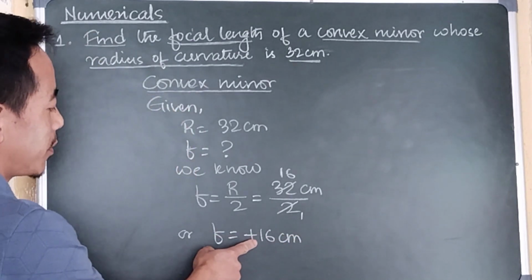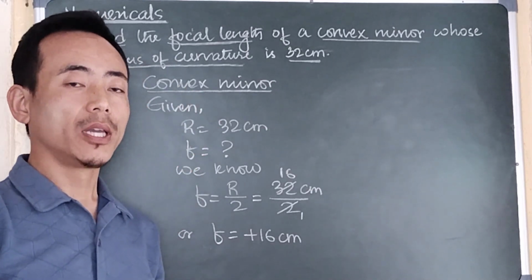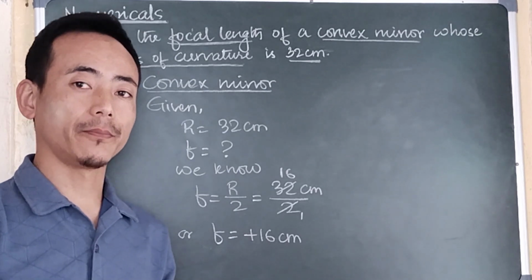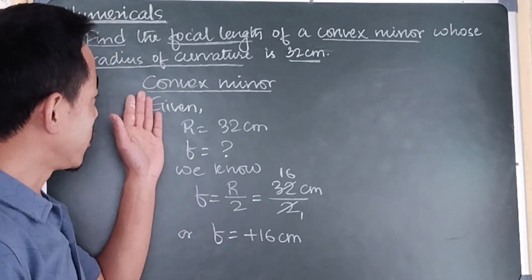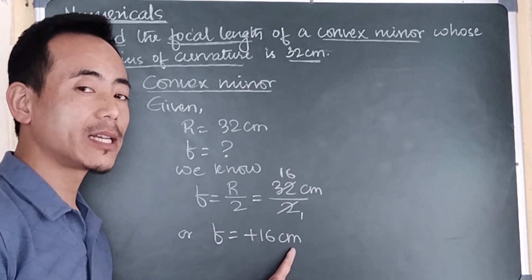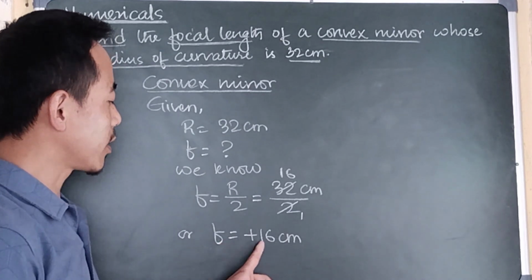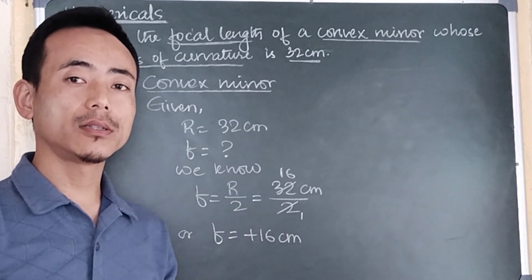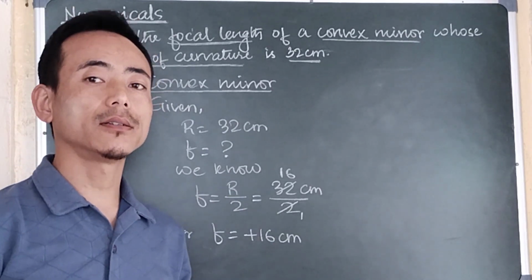Now why we have written plus here is simply because we know this is a convex mirror. If it was a concave mirror, then we should have written minus 16. Alright. So the sign convention is important. So for convex mirror, focal length will be positive. So that's why we have written plus 16 cm. If the same question was given for a concave mirror, then focal length you can take as minus 16 cm. So in the other numerical, I'll show you how we can use this relation to find other quantities as well.